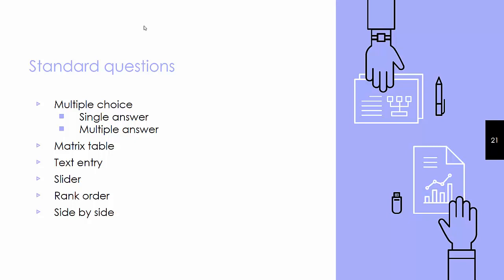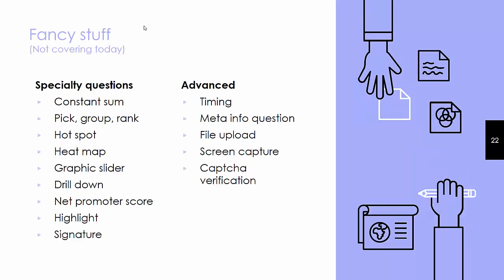You can do a rank order where you can give people several options, like what is your favorite day of the week? And they can actually say, I like Friday the best, and then Monday, and then Wednesday. And then you have side by side, which is essentially like a matrix or a multiple choice that you just put right next to each other.